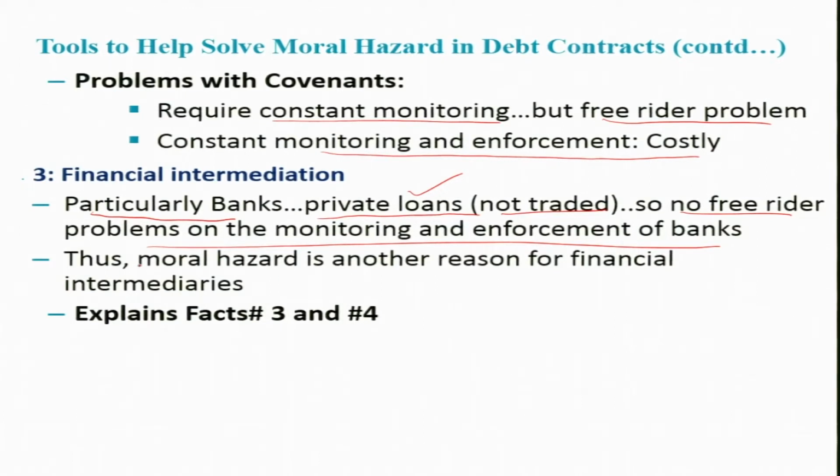Thus this is one of the reasons, moral hazard is another reason, why there is the existence of financial intermediaries in the financial markets. So this explains why fact number 3 and fact number 4.